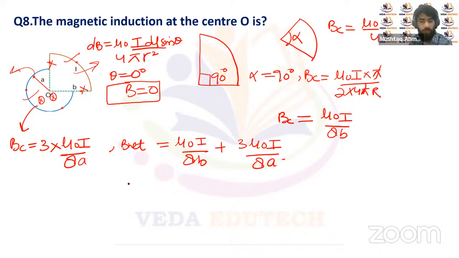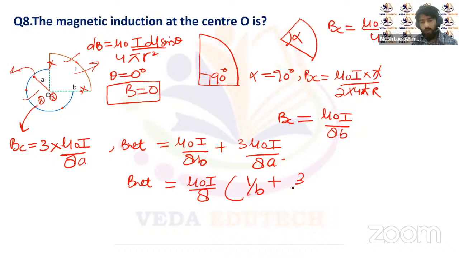So from here, we can take mu naught I upon 8 as common. So it will be 1 by B plus 3 by A. So this will be the net magnetic field at this point O, because of these two wires, or because of these two arcs.